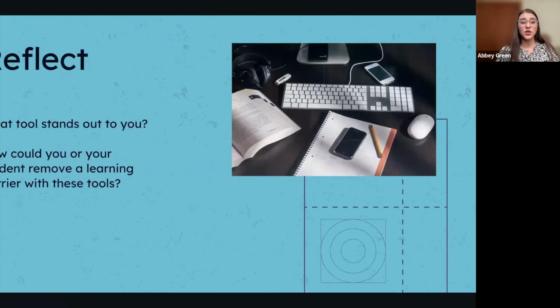We did want to leave with a reflection question. I'd love for you to drop these in the chat if you're willing, not a requirement. Just think about what tools from our conversation today stand out to you, and how you think you or one of your students could remove a learning barrier with one of these tools. We can give a couple seconds for folks to do that.